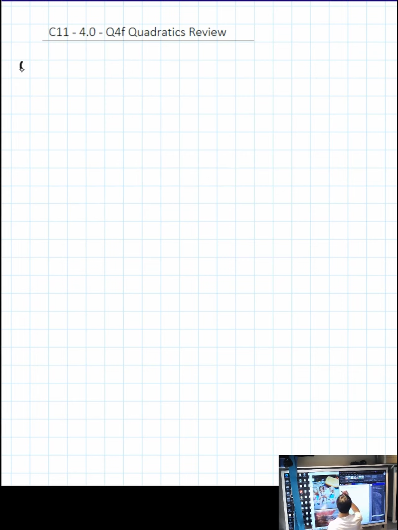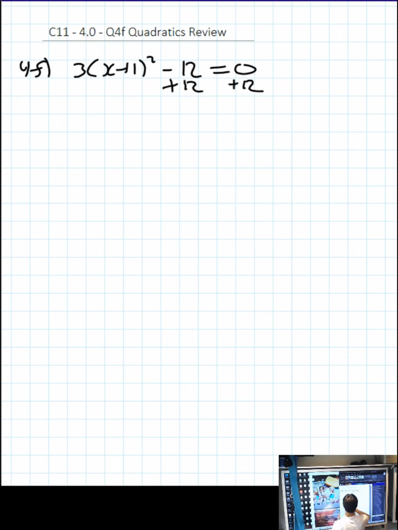Okay, we have 4f, 3 open bracket, x plus 1 close bracket squared, minus 12 equals 0. So let's add 12 to both sides, and 3 open, x plus 1 close squared equals 12, and we'll divide both sides by 3. The 3's cancel, so we're left with x plus 1 squared equals 4.